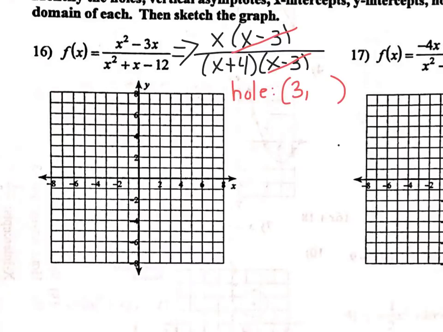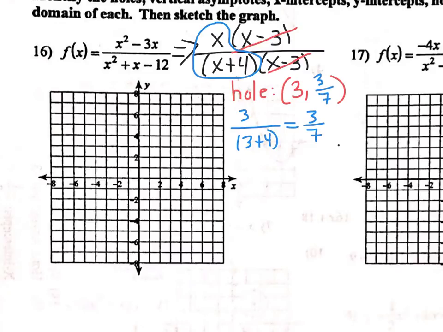But what I also need to know is the y value for that hole. So to find the y value, I plug the 3 I found at the hole into the rest of the equation that I have not reduced yet. So x over x plus 4. So I would plug that 3 in, 3 over 3 plus 4. So that gives me 3 over 7. So my y value is going to be 3 over 7 for my hole.